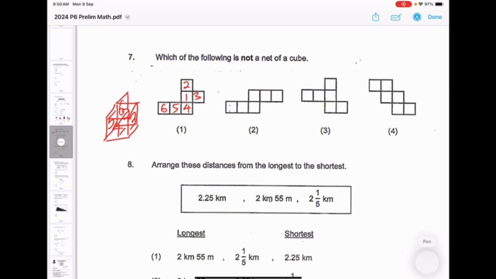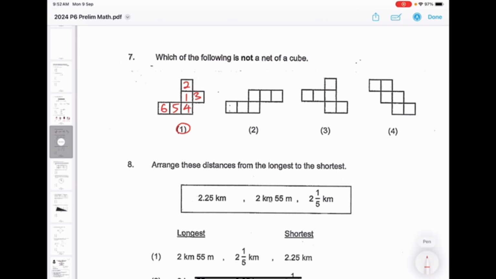So, this answers the question. Number 1 is definitely not a net of a cube. And number 1 is your answer for question number 7. But before we move on, I want to show you that the rest of the nets will in fact give you a cube. Alright, so I will do the same thing as I did with number 1. I'm going to number each part of the net and fold them up over here.